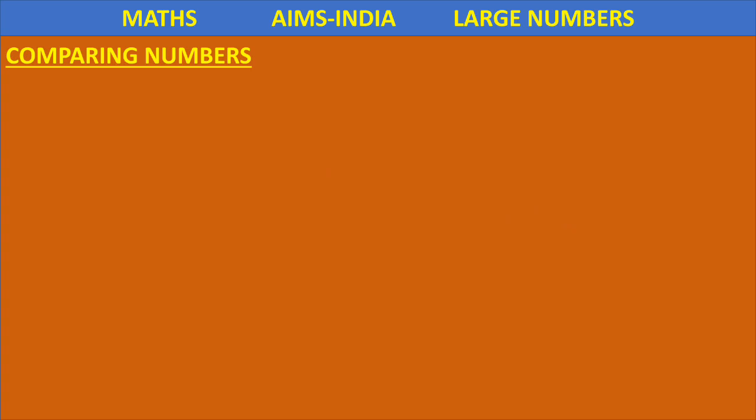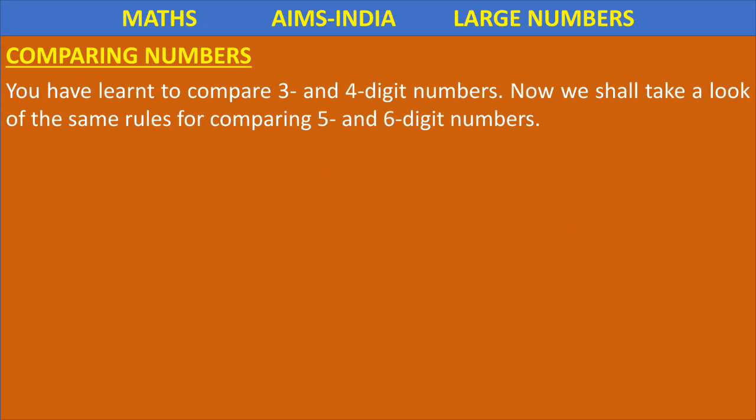What does comparing mean? Comparing means we look at both the numbers given to us, two or more numbers, and then we find out which is the greatest number or which is the smallest number. Okay children, we will compare them and find out which is the greater number and which is the smaller number. You have learned to compare 3-digit and 4-digit numbers. Now we shall take a look at the same rules for comparing 5 and 6-digit numbers.